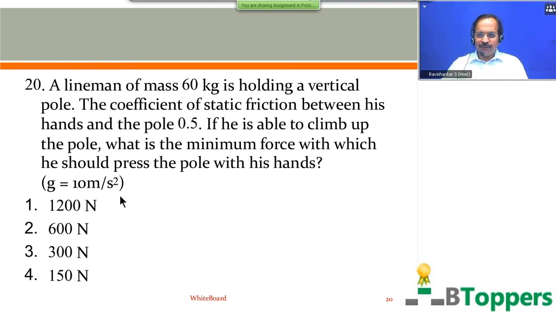Try to answer the question. Of course, in this question, you have to naturally assume that the man will press the pole with both his hands.